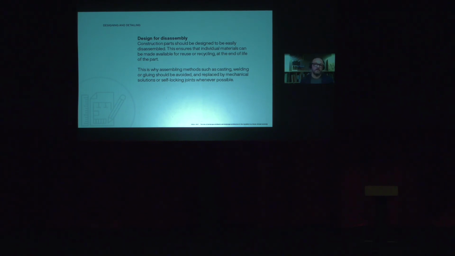This also means that we should try, whenever possible, to avoid assembling methods such as casting or welding or gluing, and try to replace them with mechanical solutions or using gravity or physics in order to keep our structures in place. Try to avoid mixing or polluting materials in any way if we can. Designing for disassembly is important.